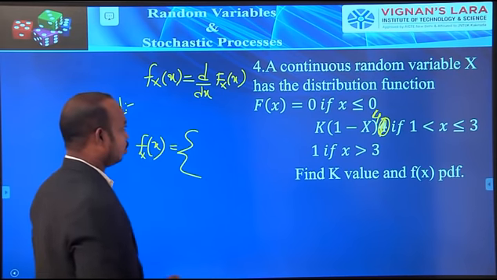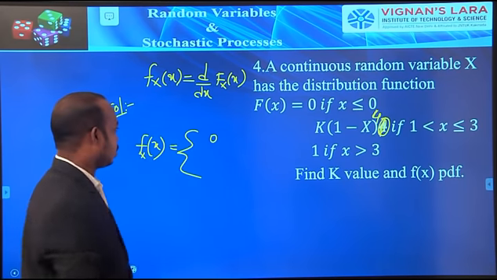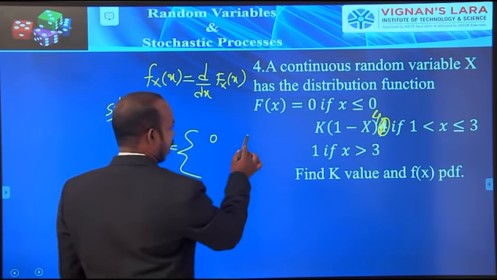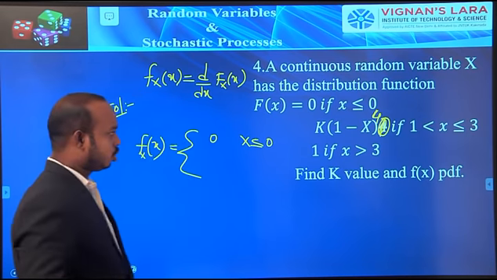0 at 0 value. At 0 value, the quantities never change. This value is also 0. The condition is if x is less than or equal to 0.